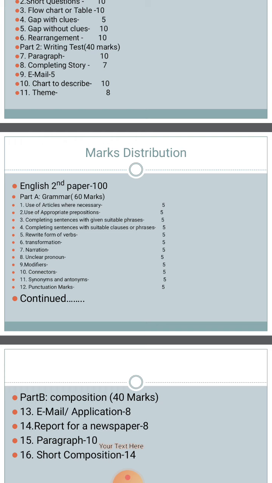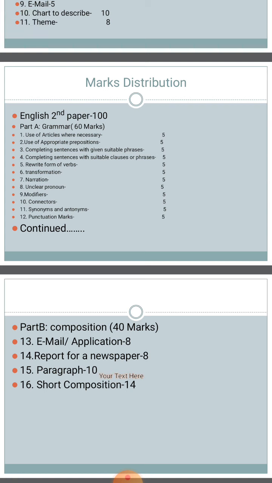Number 3, completing sentences with given suitable phrases. Number 4, completing sentences with suitable clauses or phrases. Number 5, rewrite form of verbs. Number 6, transformation. Number 7, narration. Number 8, unclear pronoun. Number 9, modifiers. Number 10, connectors. Number 11, synonyms and antonyms. Number 12, punctuation marks. All these questions you have to answer in the second paper grammar section. So you have no textbook for this part.